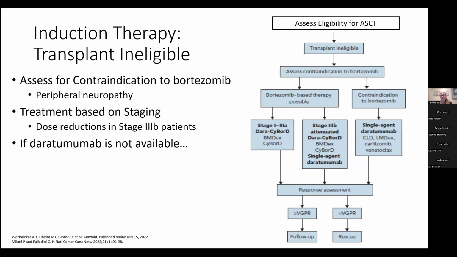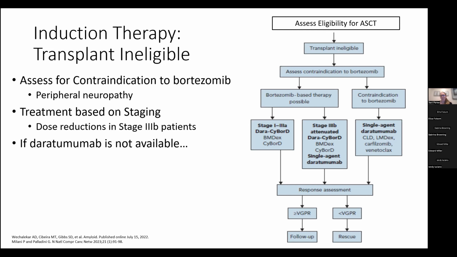The most common reason for our patients to have a contraindication to bortezomib is peripheral neuropathy, which, as just mentioned, can be seen in up to 15% of our patients. And this is because one of the side effects of bortezomib can be peripheral neuropathy. If bortezomib is not a contraindication, then we look at our staging.